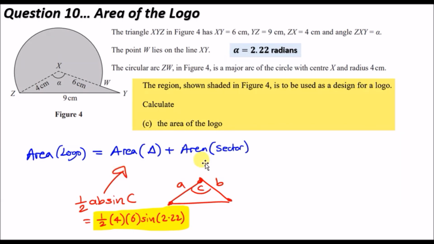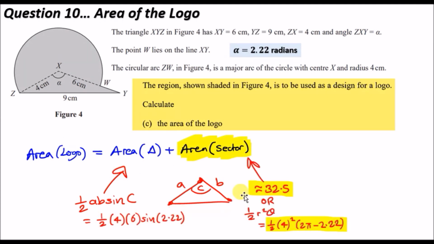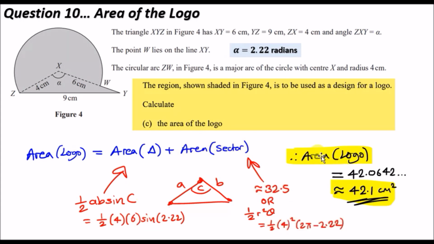Now let's move on to the area of the sector. Well, as for the area of the sector, we already did it. This is a part B problem. We found that the major sector was about 32.5. So you could use this answer, but for the purpose of accuracy, I'm using the uncalculated answer. So I'm going to put this in my calculator: half times 4 squared, and so on. And I'm going to add this to the area of the triangle. Doing so will give us the area of the logo at around 42.1. If you use your 32.5, you should get about 42.05, which is still 42.1-ish.